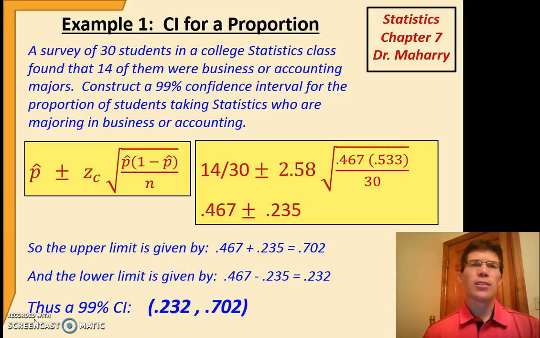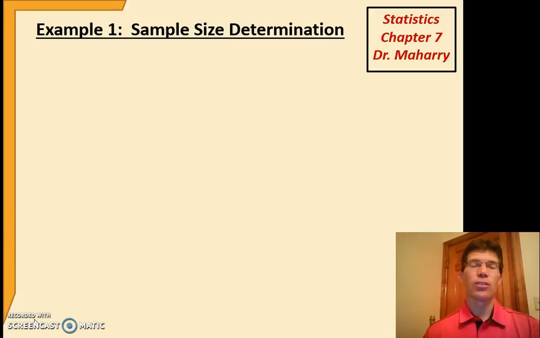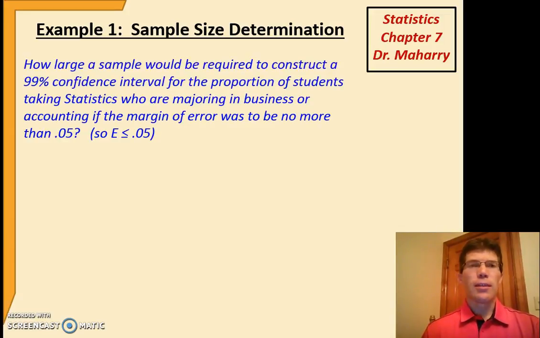So oftentimes in statistics, we figure out what sample size is needed to get a smaller or narrower confidence interval, or a more precise confidence interval. So like with means, this is often referred to as sample size determination. So if we take this same example, suppose I wanted that margin of error to be no more than plus or minus 5%. The previous one, it was about plus or minus 23%, way too much.